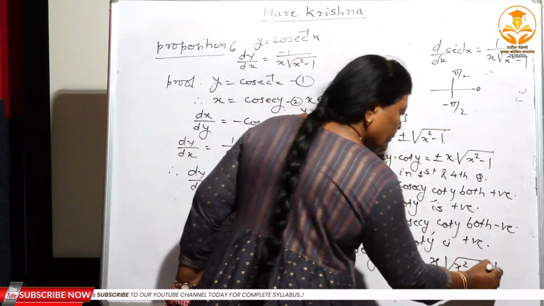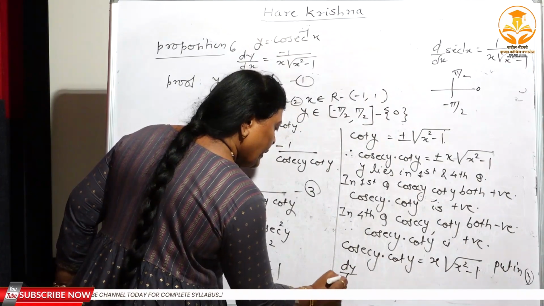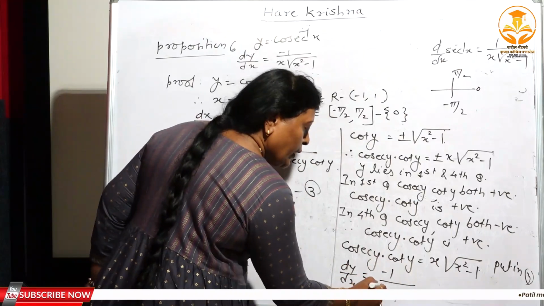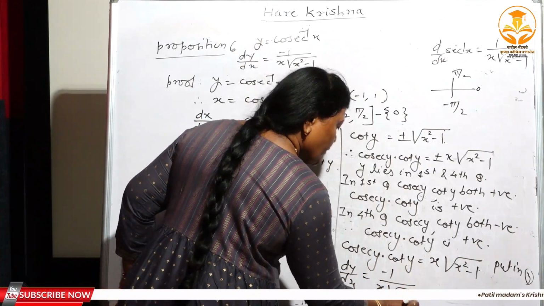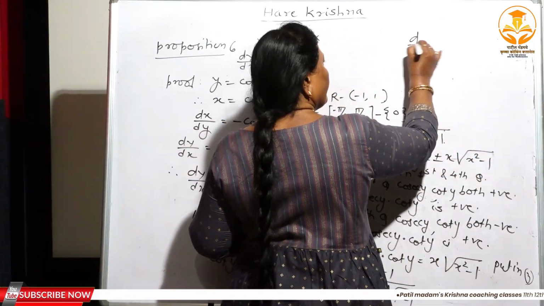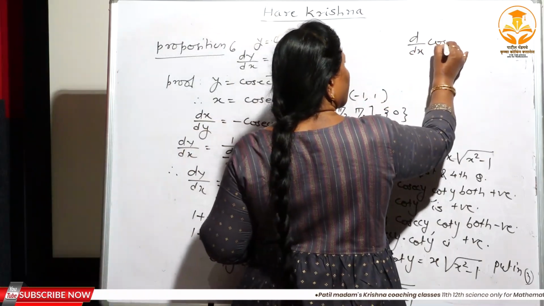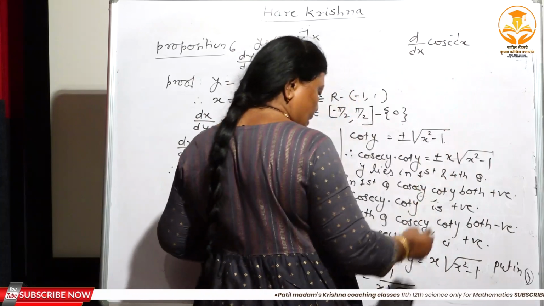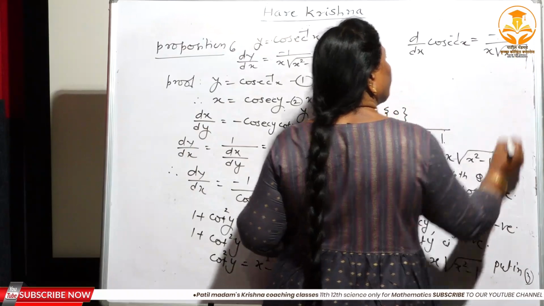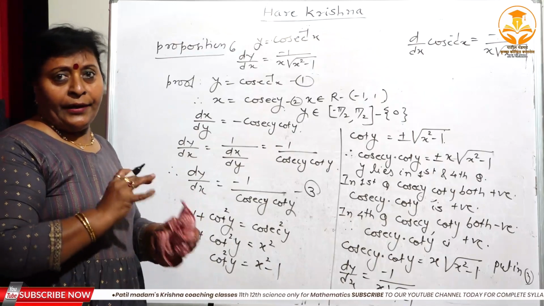Now put it in the third. Therefore here you have got again dy by dx is equal to minus 1, remain as it is, and here you have got x root of x square minus 1. Therefore here again, d by dx of y, what is the value of y here? That is cosec inverse x. Therefore the derivative of cosec inverse x is minus 1 upon x root of x square minus 1, right? This is the sixth proposition and we have proved it, isn't it?